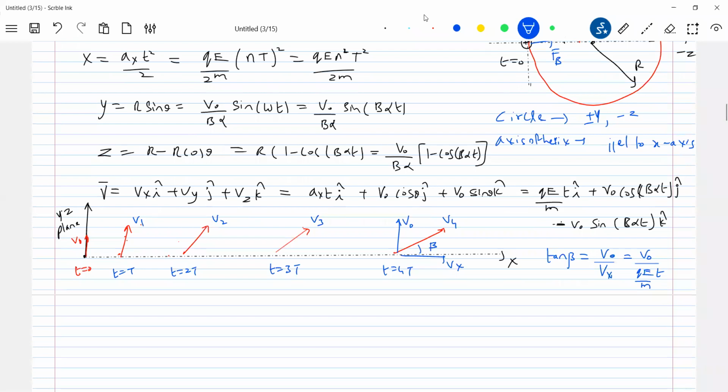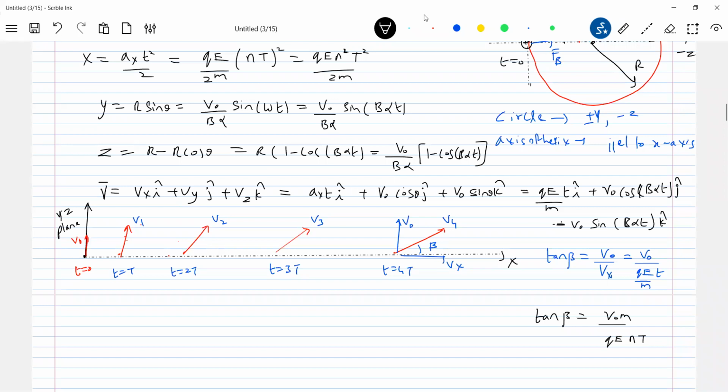So when it is crossing the x-axis, what will happen? The angle made by the velocity vector with the x-axis keeps on decreasing. And the angle is given by this formula, where for t you should write nT. So in this formula, tan beta equals m V naught by QE nT, substitute n equal to 0, 1, 2, 3, 4, and you can get the corresponding angle.